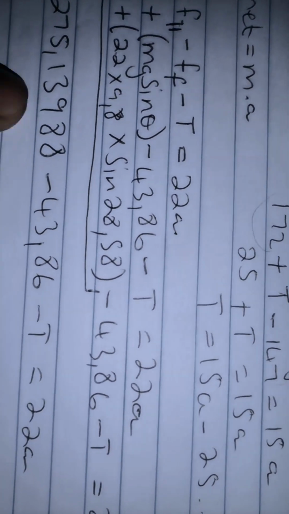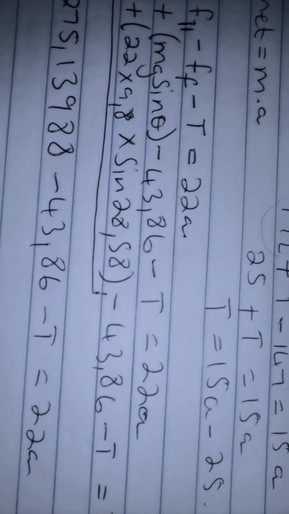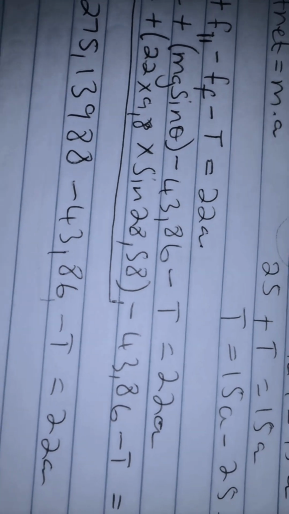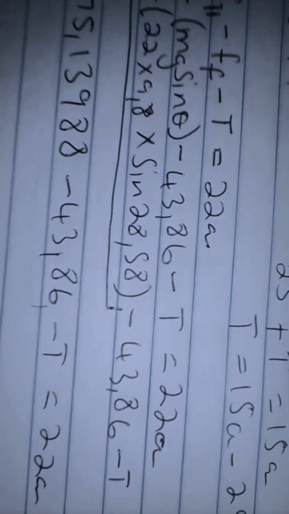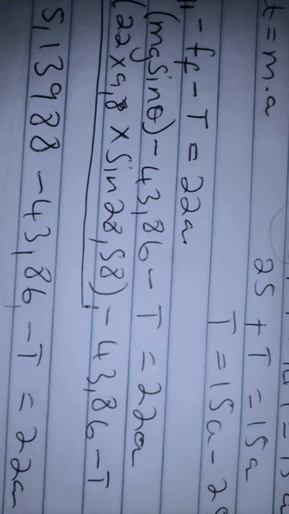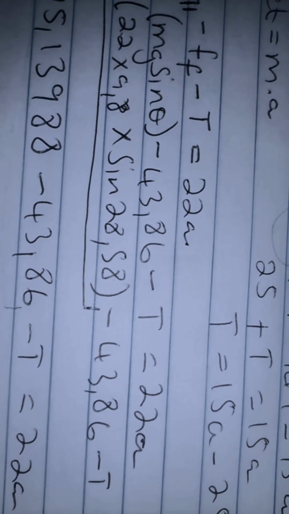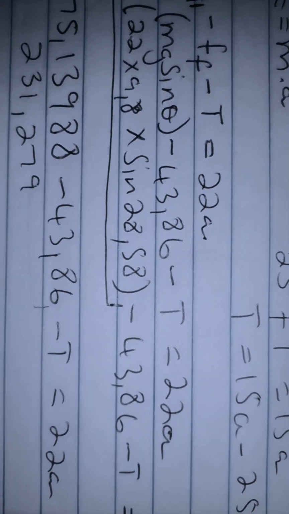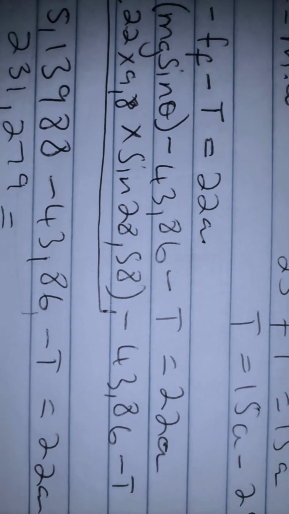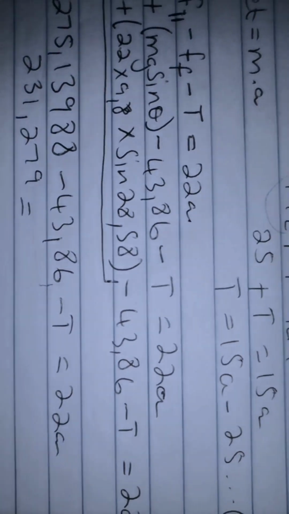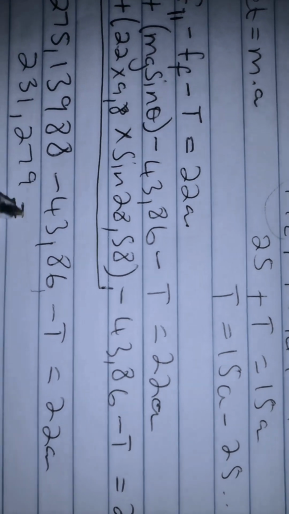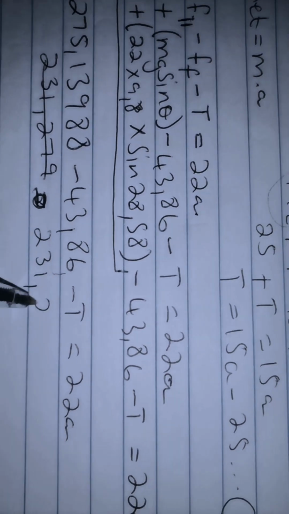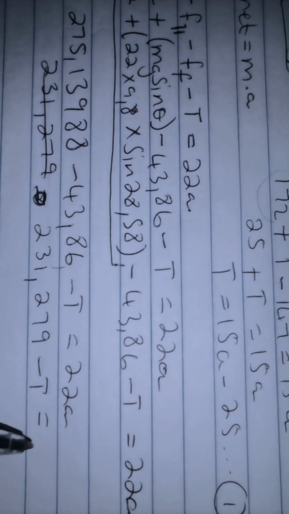Then I'm going to minus the 43,86. So I'm going to say the answer minus 43,86. This thing minus this. Apologies. I get 231,279 and so on. It's not equal to, guys, so apologies. So it's 231,279 minus tension is equal to 22a.